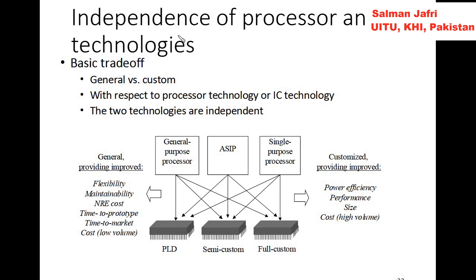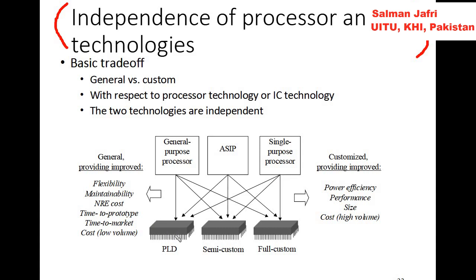Now look at independence of processor and IC technologies. This is a very important point that is misunderstood by many embedded system designers. These are the design implementation or IC technologies that are shown, and these are the processor technologies. The idea is that this layer is different from or independent of this layer. So a general purpose processor can be implemented on a PLD or semi-custom or full custom, and for that matter a single purpose processor can be implemented using VLSI. It can be implemented using ASIC, and it can be implemented using a PLD.